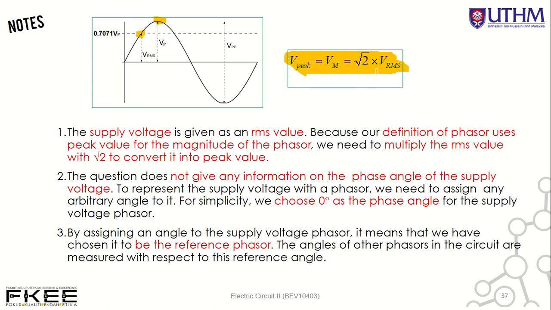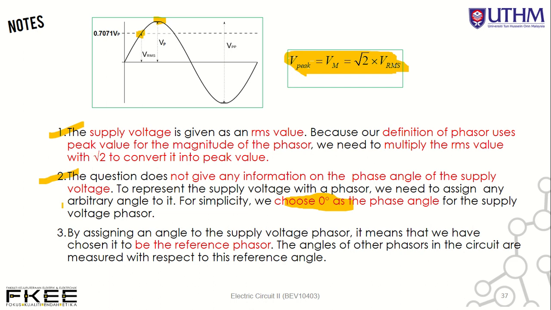In this case, given VRMS, so we can determine V peak by multiplying with the square root 2. So the angle is not given. Okay, point number 1 done. Point number 2, if there is no information of the phase angle of the supply, we can assume that the phase angle of the supply equals 0 as a reference. We can choose it as 0.